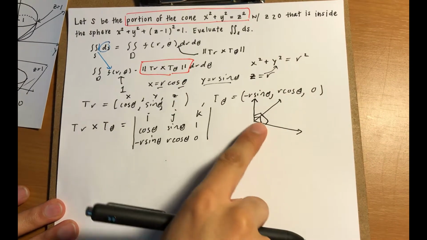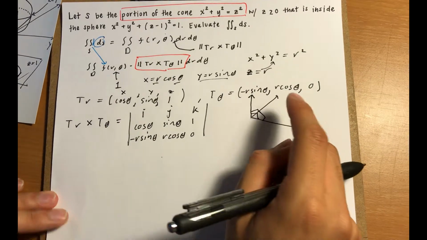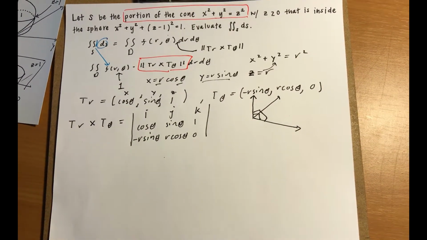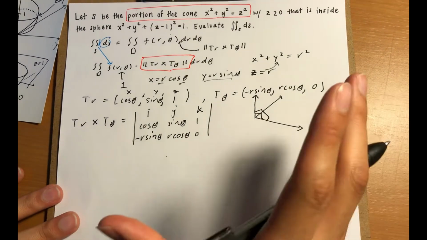So they're all perpendicular; these are all right angles. So we need to find the normal vector. And after we find that normal vector, we find the norm of that normal vector, which just means we're finding the magnitude of it. And after that, we just integrate.